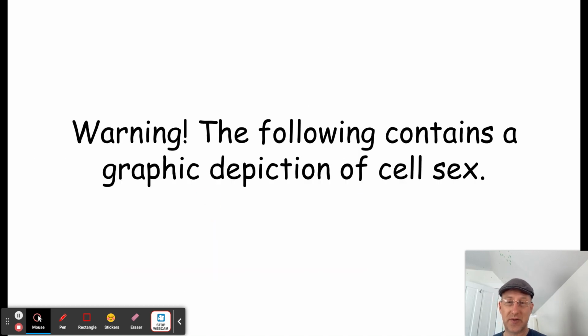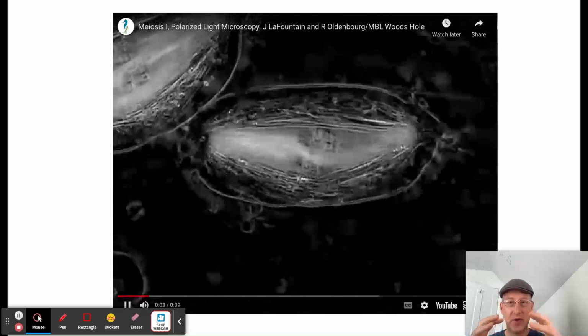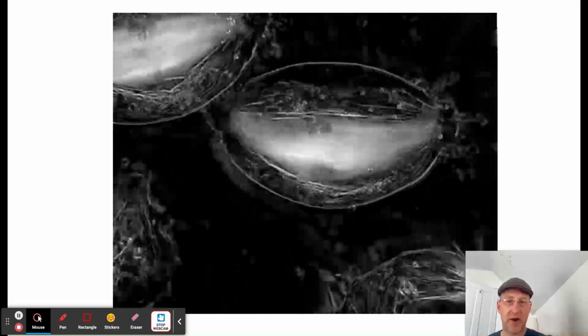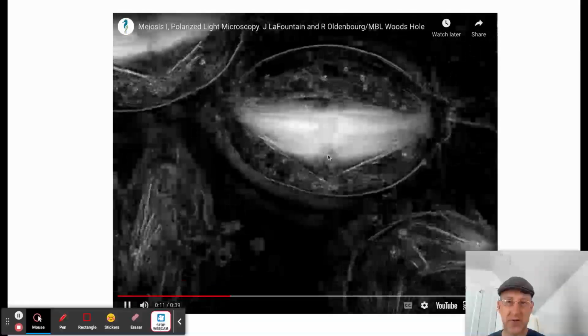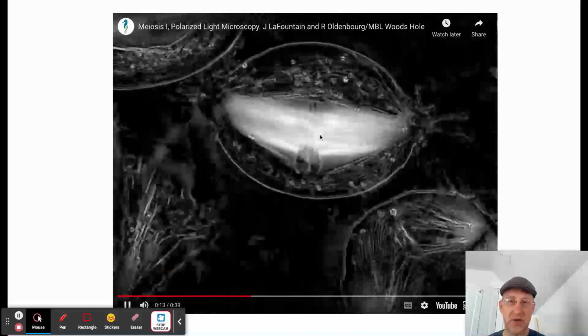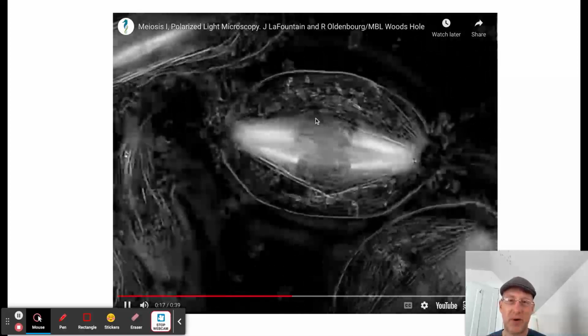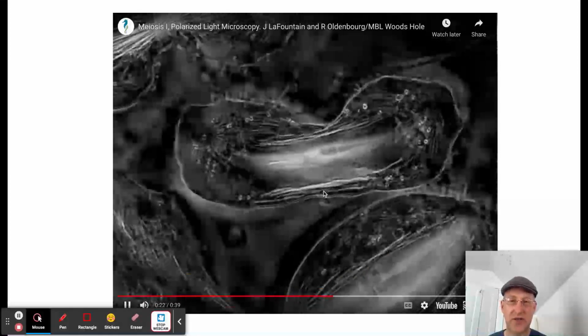Warning. The following contains a graphic depiction of cell sex. So here we go. So here's a cell going into anaphase, and it's breaking up and it's switching out. These little tubules in here are all happening at the same time, and it's starting to push itself apart. And you see there's starting to be a rupture in the middle here. We don't understand every part of this process. There is anaphase as it breaks apart, and you see it switching into two cells.